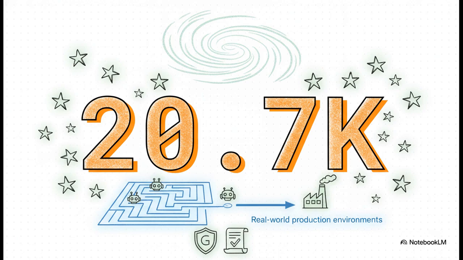20,700. That is a massive number, right? And it actually represents the hard-earned credibility of the Nir Diamant's Agents Towards Production repository on GitHub. Over 20,000 developers have starred this project, essentially recognizing it as the absolute gold standard for navigating the really complex maze of AI deployment. So we're not talking about just another theoretical paper here. This is a battle-tested resource.